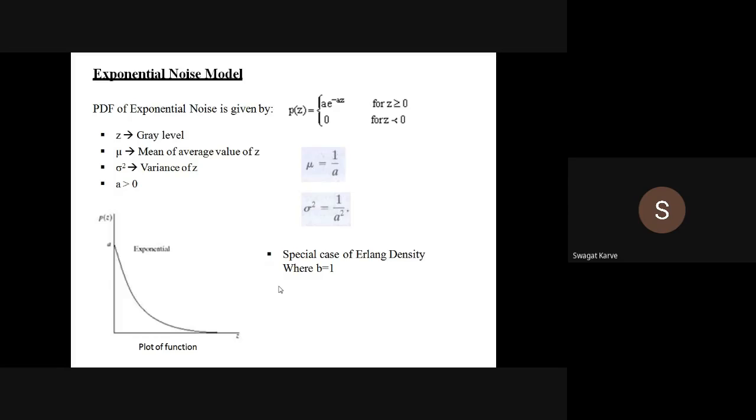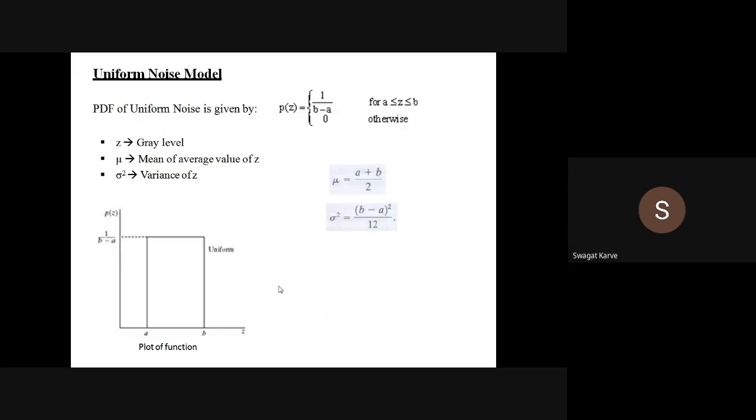This is the mathematical equation for the exponential noise. This is uniform noise, right? It is 1 divided by (b minus a), and otherwise, outside that range, it is 0. So it is for uniform noise.